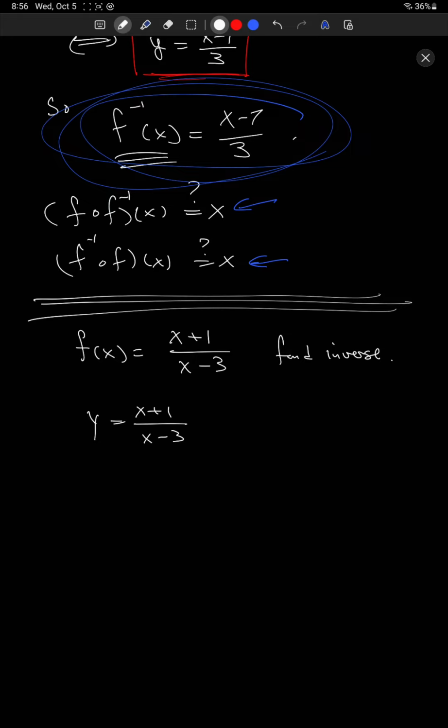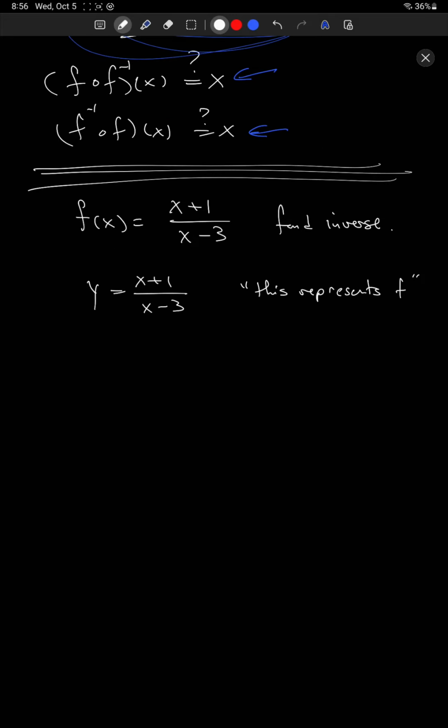Okay, and here, this formula represents f, right? So this is f. Let me write it like this. This represents f. Okay, now I swap x and y. X equals y plus 1 over y minus 3. All right, everything that was x now becomes y. Everything that was y becomes x. So swap x and y.